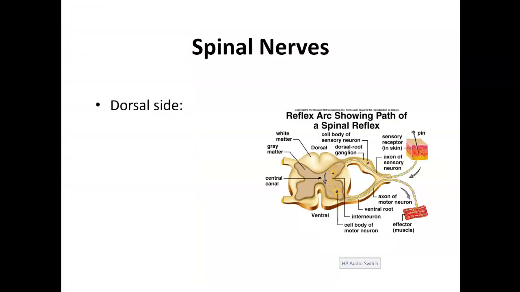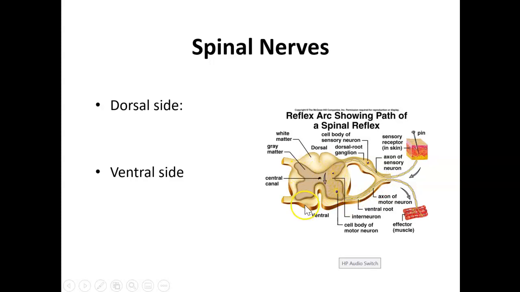This you should know from lab. We went through this. So the dorsal side, remember these are mixed nerves. Spinal nerves are mixed nerves. They contain both sensory and motor neurons. Then they branch, okay, into the roots. And then you have the dorsal root, which is sensory. You have the dorsal root ganglion, which is formed by the cell bodies of the sensory neurons. Here you have the ventral root. You don't have a ganglion here. This is the motor side because the cell bodies of motor neurons are located within the spinal cord.